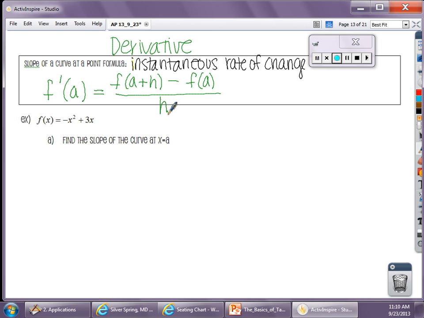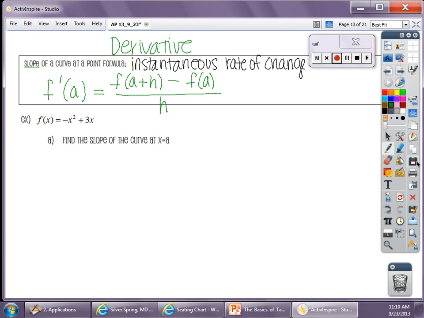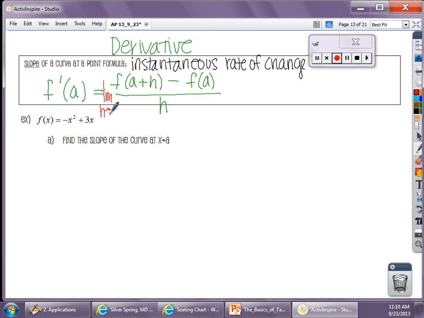Really? No one? Other than one? No one? Oh, true, yes. What's missing? Come on, people. The limit as h goes to 0, you have to have it. You need it for an instantaneous rate of change.